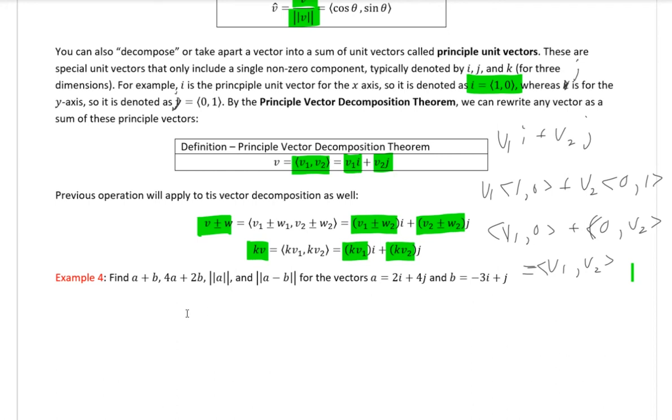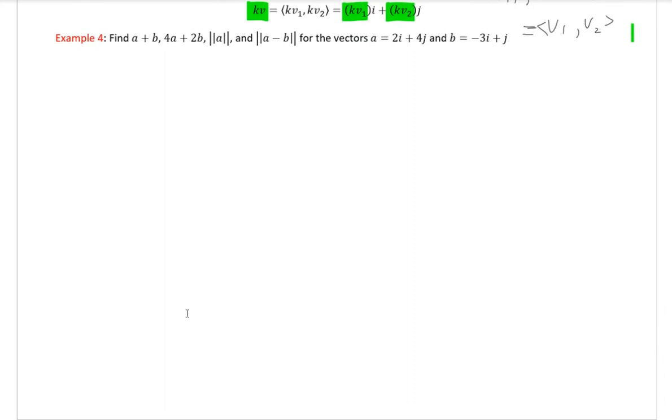So let's just do a quick example of that. We're going to find a plus b, a plus 2b, the magnitude of a, and the magnitude of a minus b, for the vectors a equals 2i plus 4j, b equals negative 3i plus j. Relatively simple. All we need to do is combine these appropriately. So a plus b: we have 2i and negative 3i, so we combine those and get minus i. And then 4j plus j will give us plus 5j.